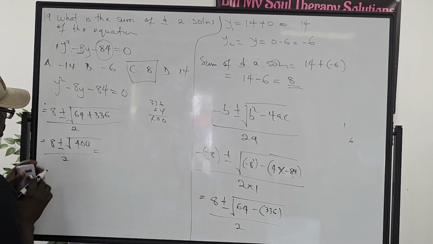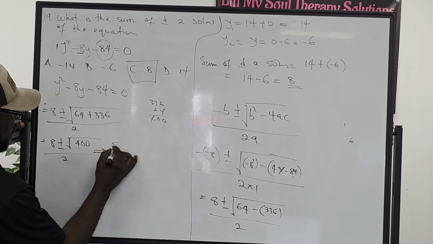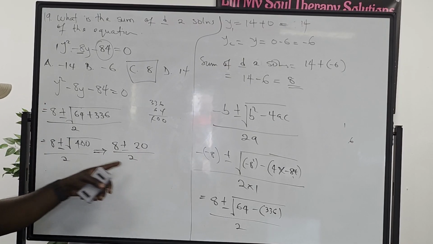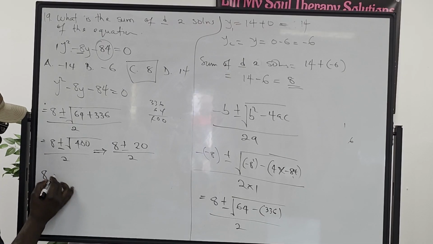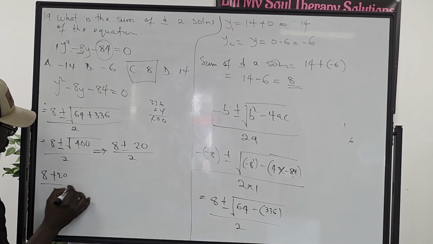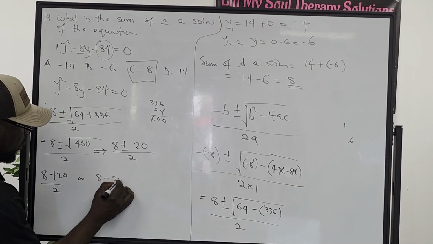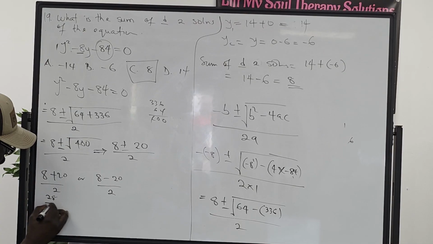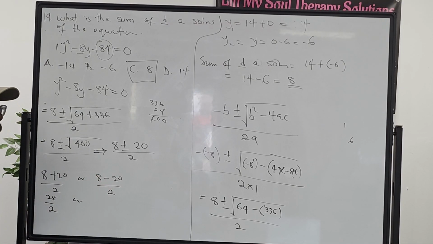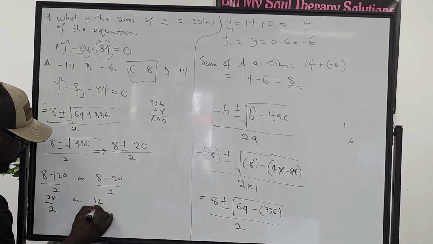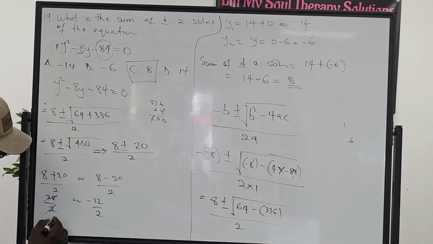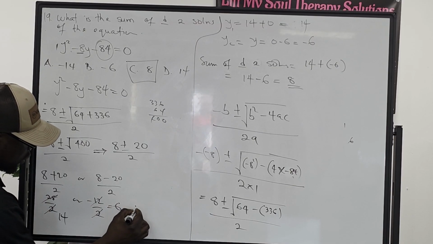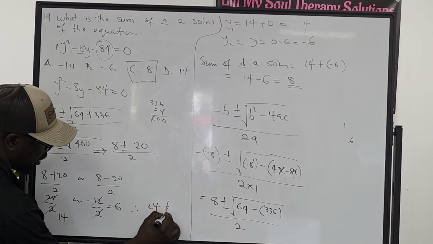So eventually, this becomes 8 plus or minus 20 over 2. That's what you're going to get. So now you have 8 plus 20 over 2, or 8 minus 20 over 2. 8 plus 20 is 28. So you have 28 over 2, or 8 minus 20 is minus 12. So you have minus 12 over 2. So 28 divided by 2 is 14. Minus 12 divided by 2 is minus 6. So your solution is 14 and minus 6.